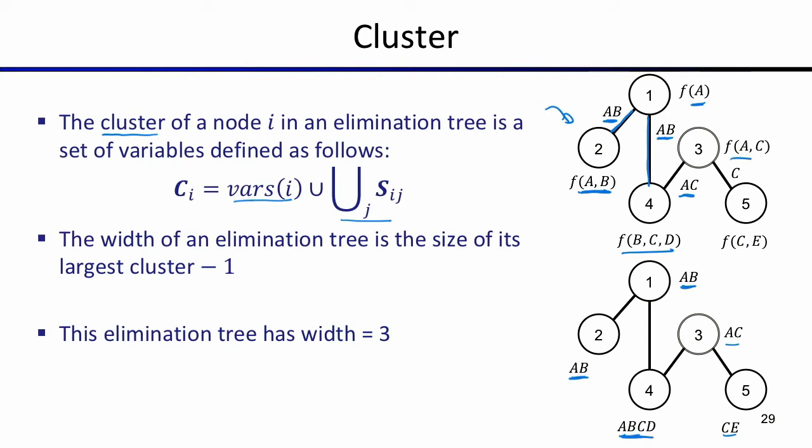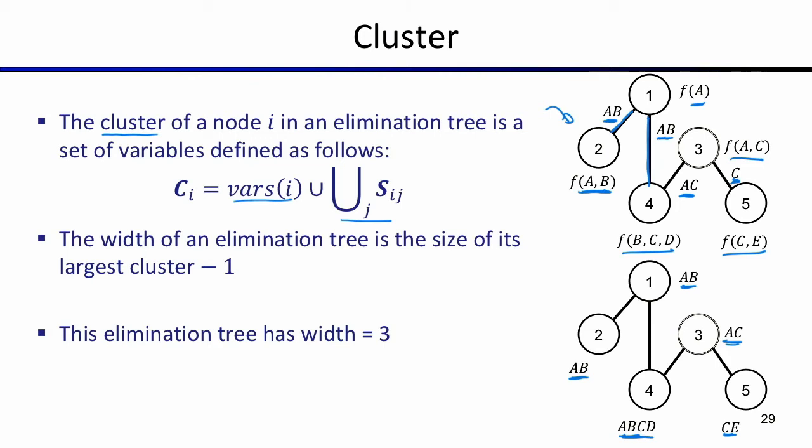For this one, I have AC, union with AC and C, is going to be AC. And finally, for this one here, we have CE, union with C, is going to be just CE. And the clusters are important because we can figure out the width of the elimination tree by the size of the largest cluster, the largest cluster minus 1.